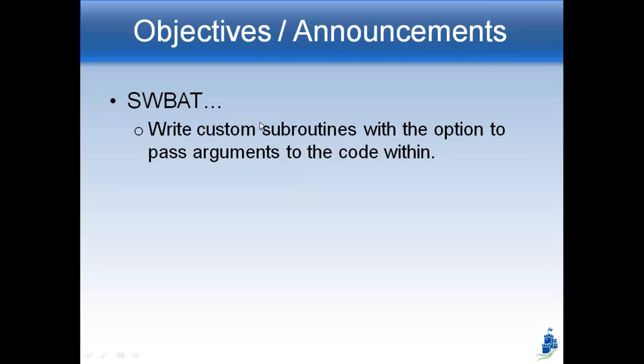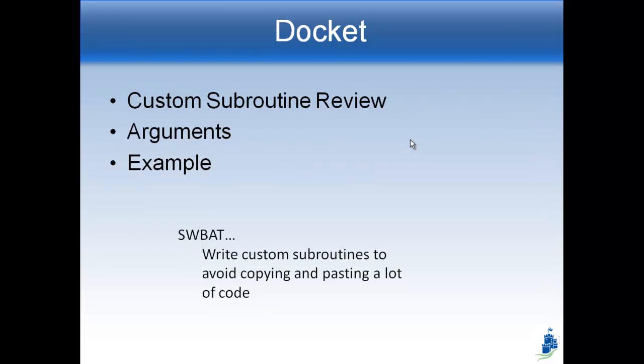By the end of this, you should be able to write custom subroutines with the option to pass them arguments, and we're going to learn about what that is. It's a way of sort of passing information to the code inside. To do that, we're going to start by reviewing what we talked about with custom subroutines, and then we're going to get deep into the arguments. I'll give you a couple examples.